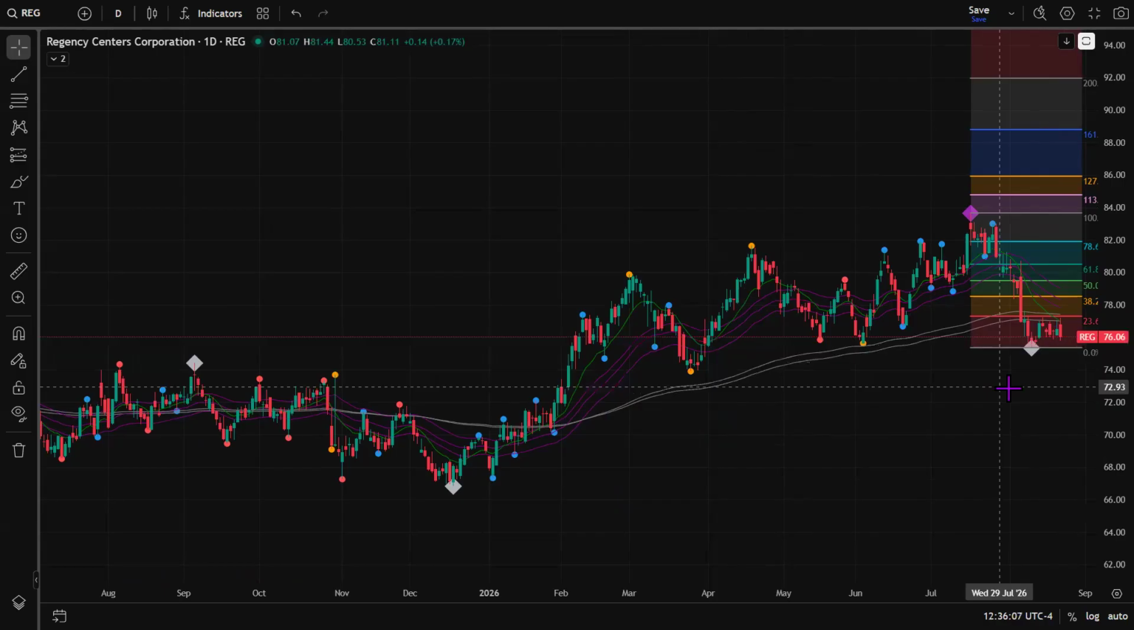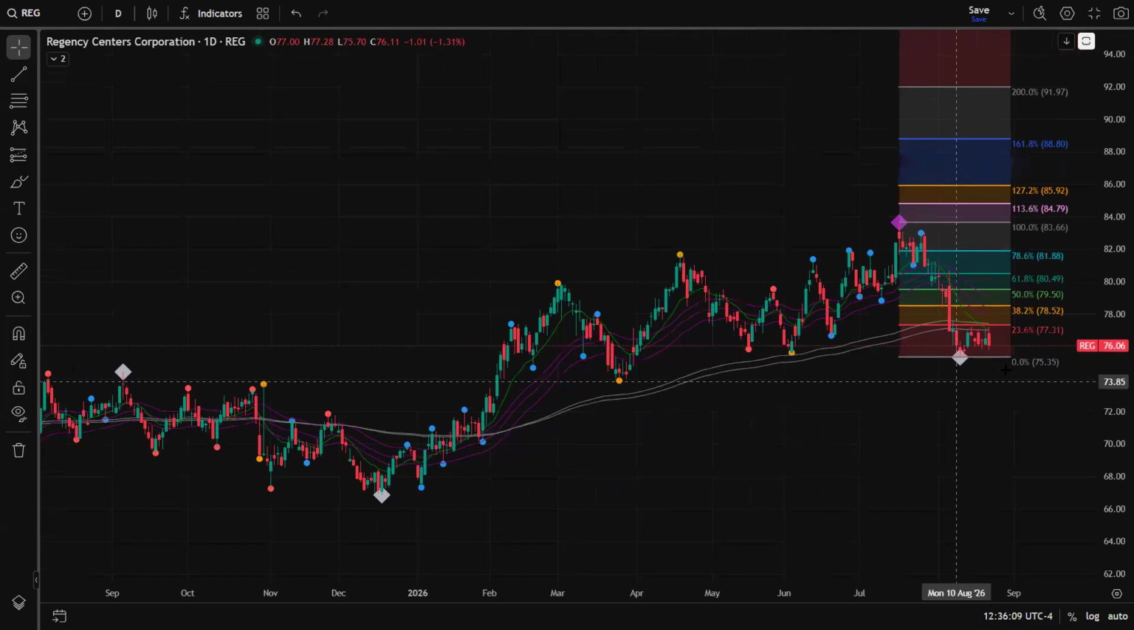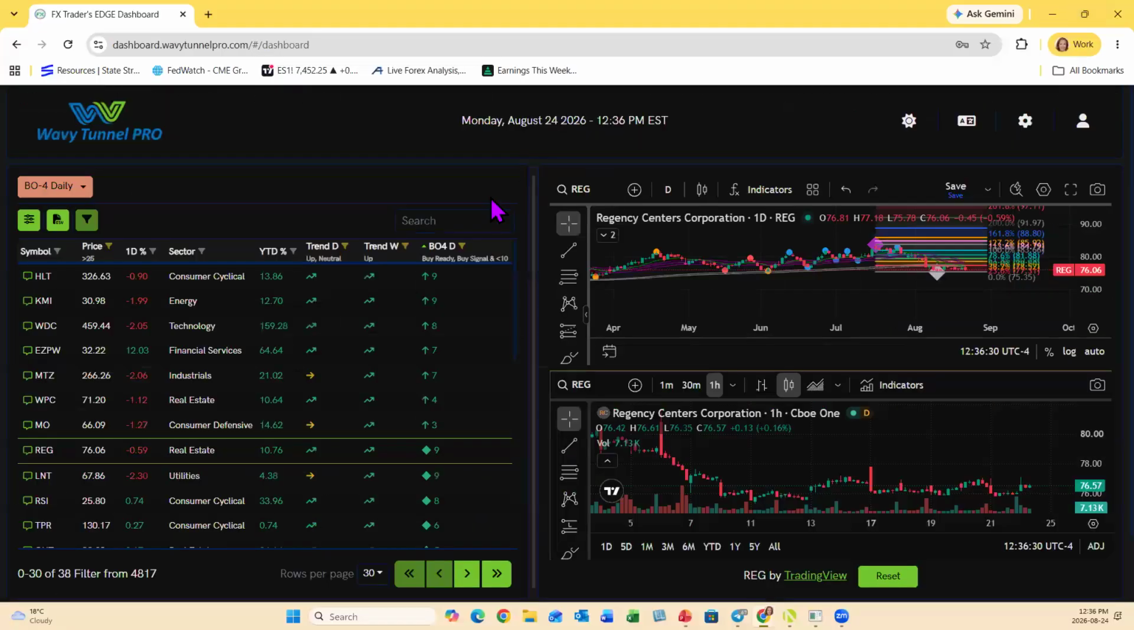I'm going to put this on the watch list. I would really want to see that we take out this price high because we've been trading sideways. Whenever you trade sideways like this, we're either going to break down and make a new low or break out and start to move higher. So I will watch for the breakout.